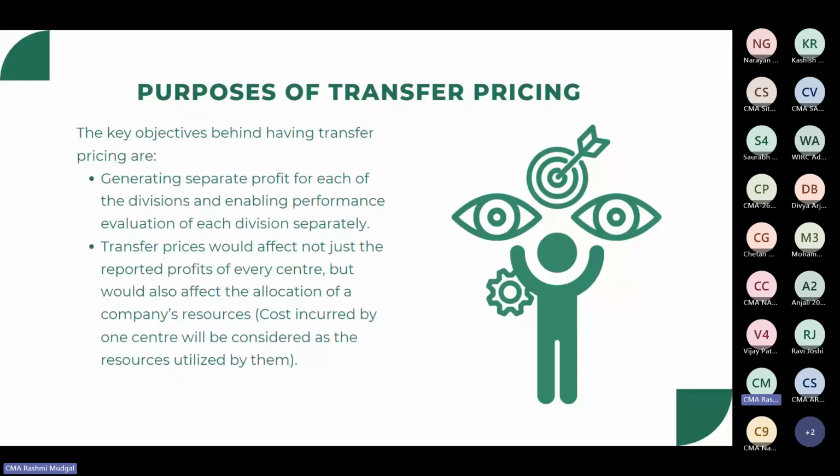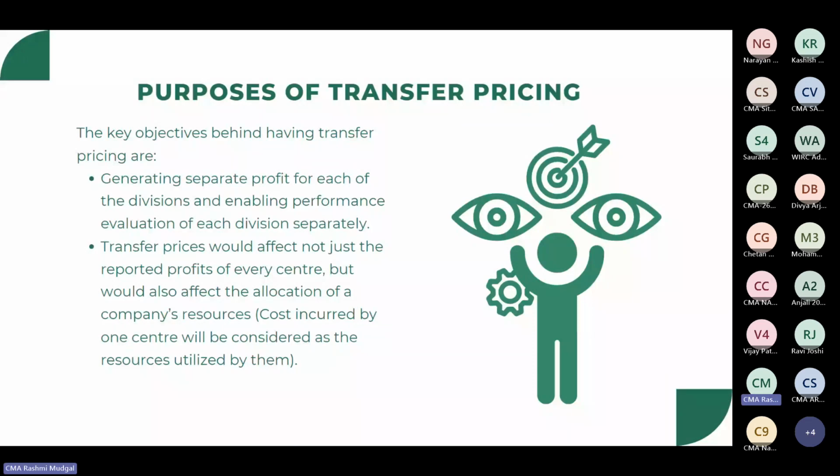And second, transfer pricing would affect not just the reported profit of every center, but would also affect the allocation of company resources, where I want to put more resources. I am making less profit in this scenario. I can even outsource it, because this is a dead end where I am making it and its cost is more than the price available in the market. So it is also about allocation of resources.